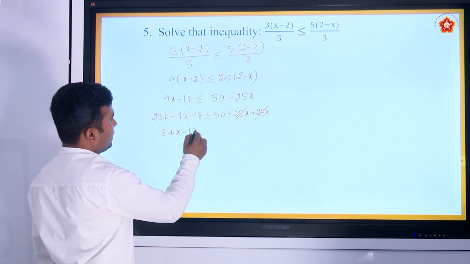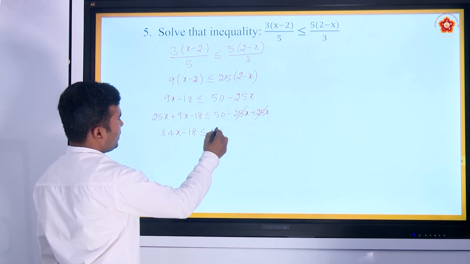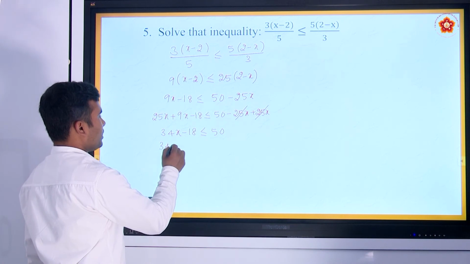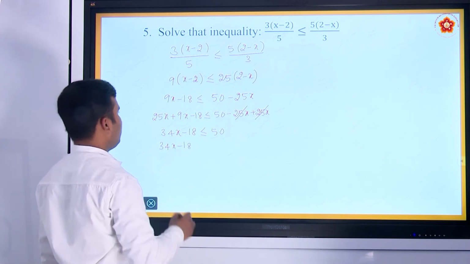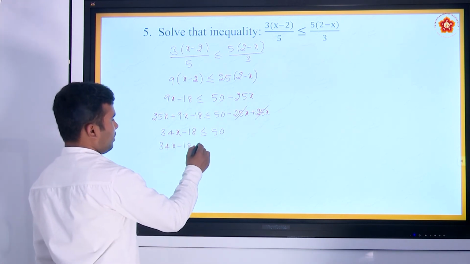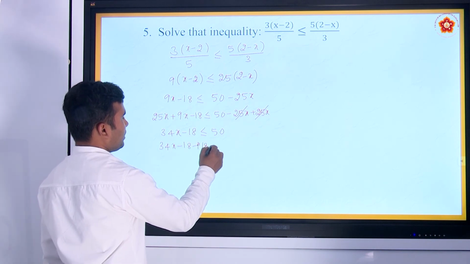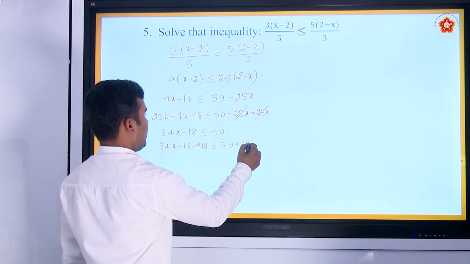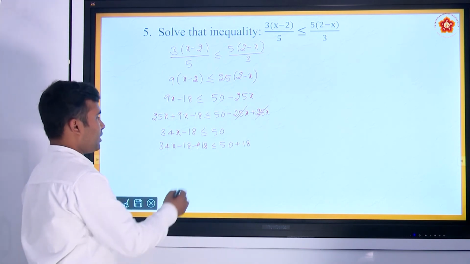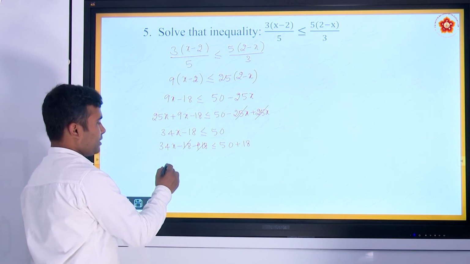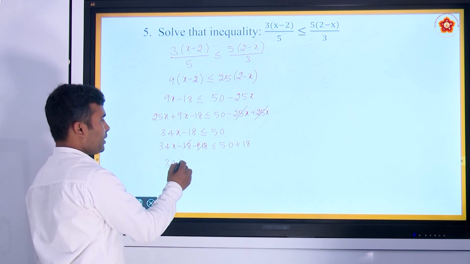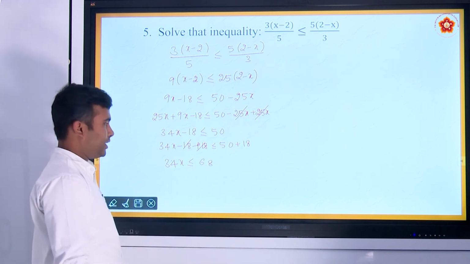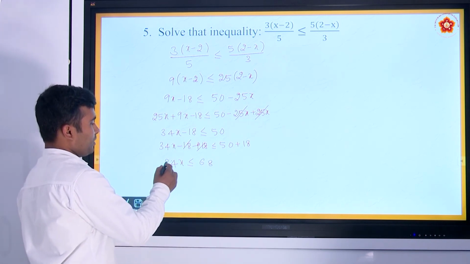4x minus 18 is less than or equal to 50. Now you add plus 18 on both sides. 4x minus 18 plus 18 is less than or equal to 50 plus 18. So here plus 18 minus 18 will get cancelled. Then we have 4x is less than or equal to 68. So you may simplify this.